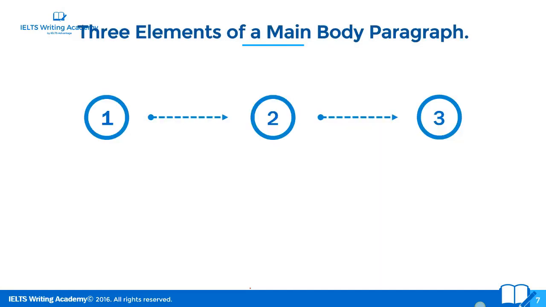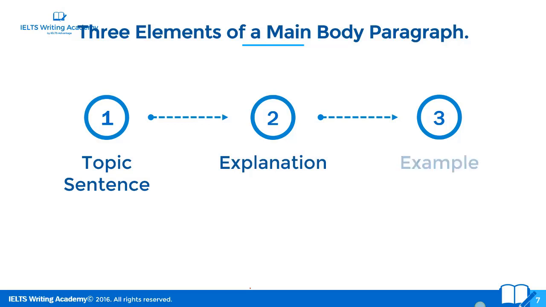There are 3 elements to a main body paragraph. Luckily, for most of the stuff we've been doing in this 5-day challenge, it's handy that there are these 3 points. It makes it very easy to explain and easy to learn. So we're lucky in that way. First you're going to write your topic sentence. Then you're going to write an explanation, and then you're going to use an example. So let's look at each of these in more detail.